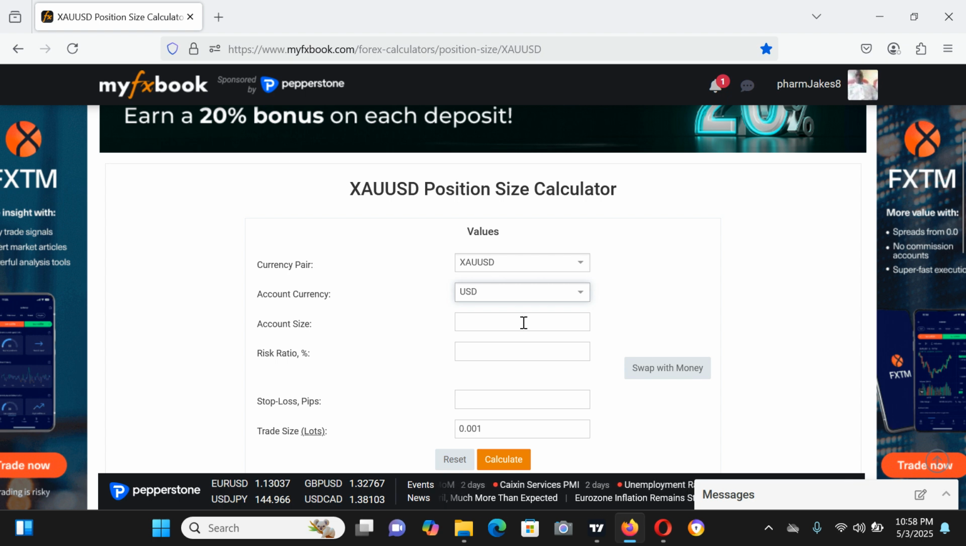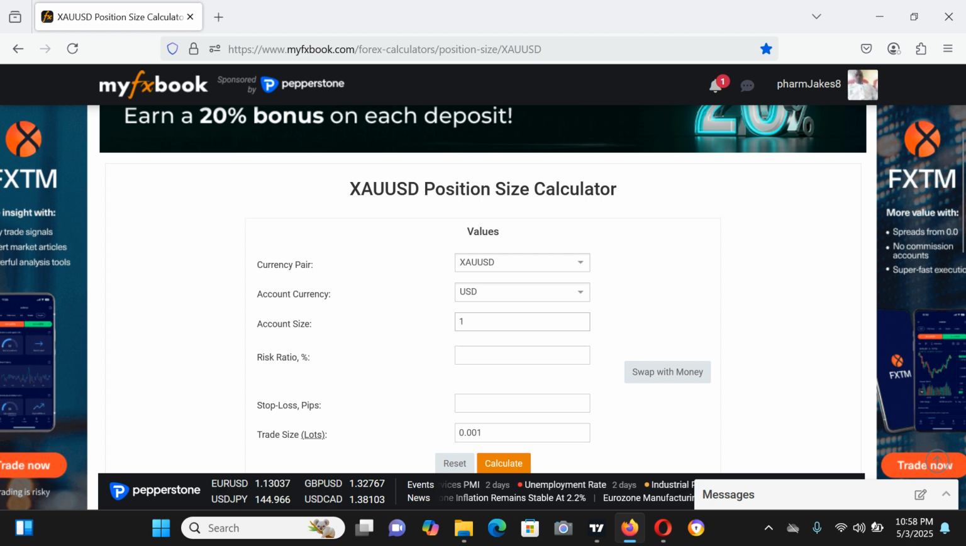Then account size. Imagine we are using a $10,000 account. Then you put $10,000 as our account size. Now, risk ratio. How much of this 10,000 are we risking per trade? If you don't know how much in terms of ratio, you can swap with money here. Let's say we are risking $100. We are risking $100 to gain $200 if you swap with money.